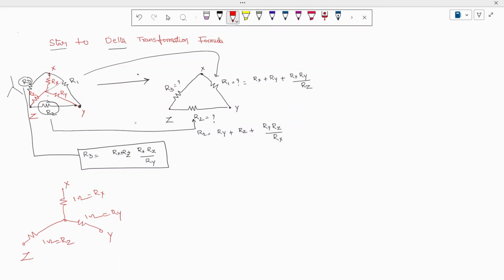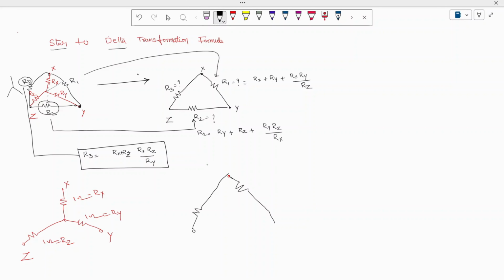Now you want to convert this into a delta, and I need the black color resistors. This is nothing but the first one, this is nothing but the second one, and I need this resistor.